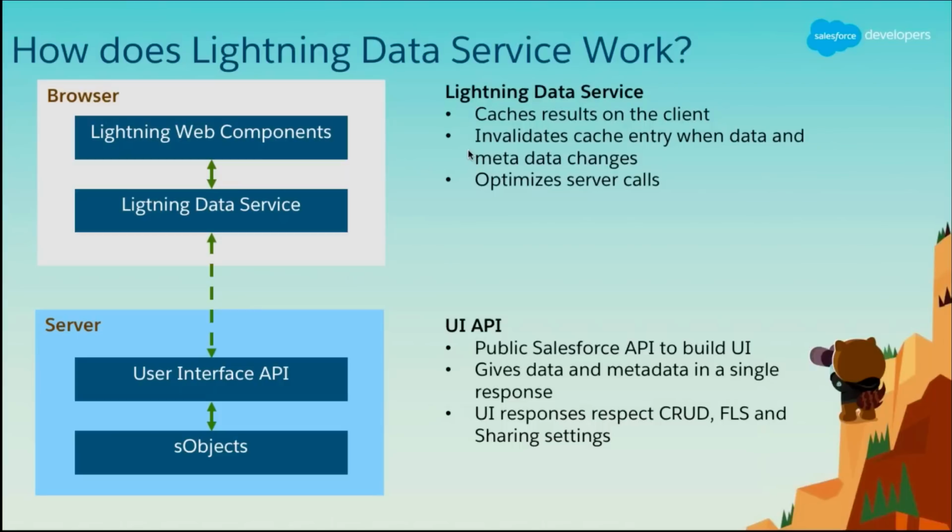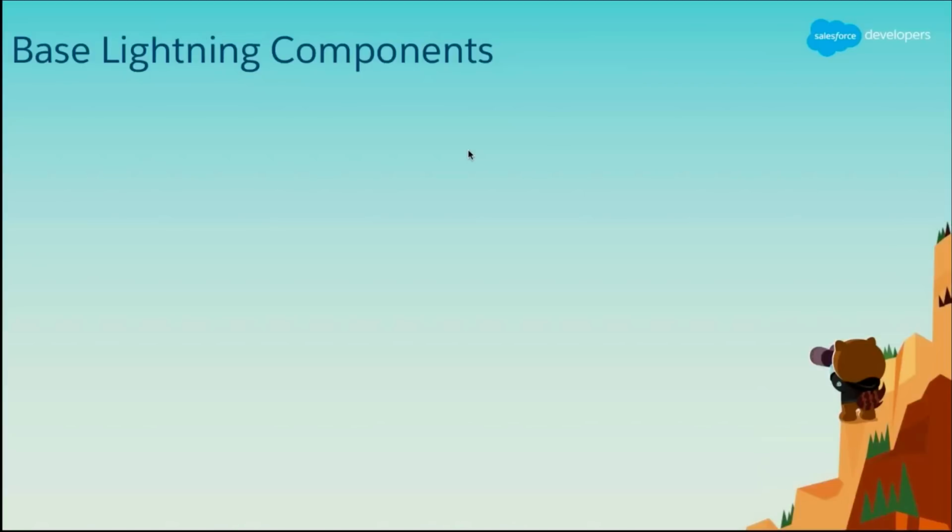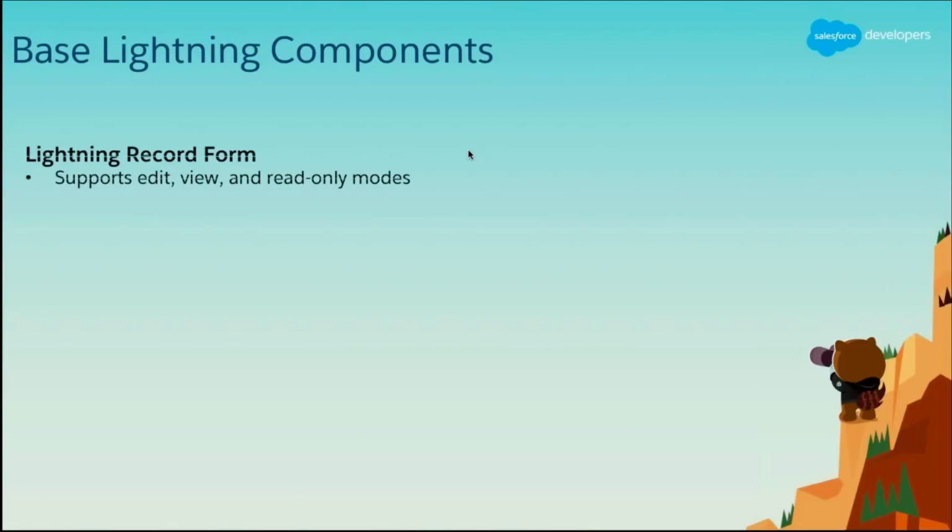Now, what is the easiest way of using the Lightning Data Service? Yeah, so when we started our episode today, I said there are different ways of accessing the data from the server. The first best way would be to use the base Lightning components. If you have a scenario where you want to get the data from the server, first you check if there is any base Lightning component available to serve your purpose. In that case, we'll use the base Lightning components. As I said earlier, base Lightning components use the Lightning Data Service, right? So we have all the benefits of the Lightning Data Service there.